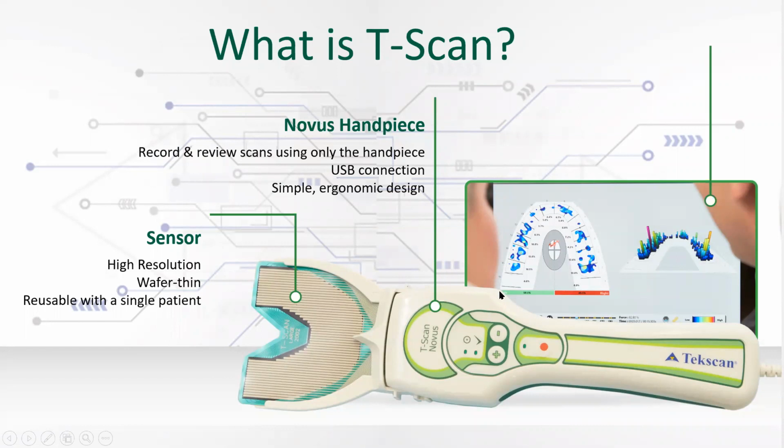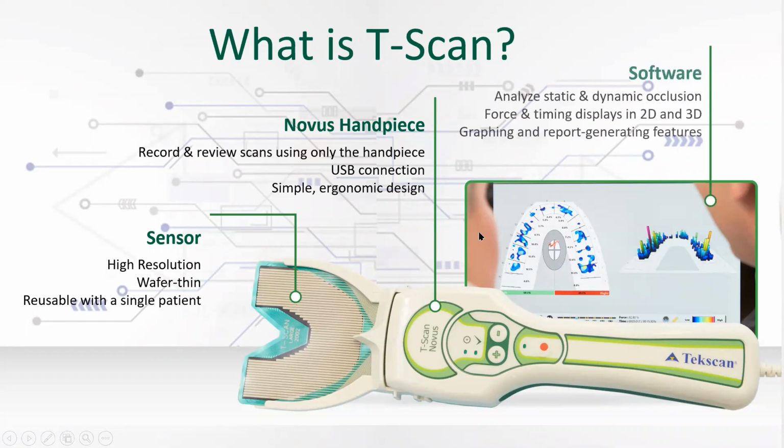And then that information is transferred to companion software, which has all these tools that allow you to analyze in 2 dimensions and 3 dimensions in a dynamic movie format, the changing forces of occlusion within the patient's dental arches. And so the 3 elements work together to provide you with instantaneous information that's taken directly from the patient about the quality of their occlusion.